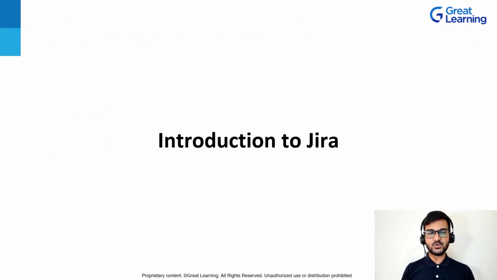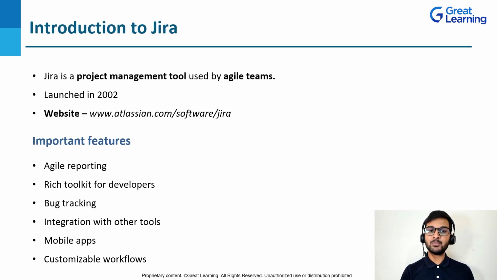Now that we have understood what exactly project management is and why we need specific tools in order to manage a project, it is time for me to introduce Jira to you. So what exactly is this tool called Jira? Let's have a look. Jira is a project management tool used by agile teams. Now what are agile teams? We will be understanding all of that in our next module. As of now, you just need to understand that Jira is a project management tool and it is generally used by software development teams.